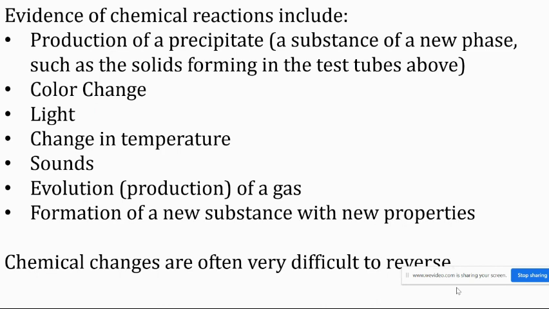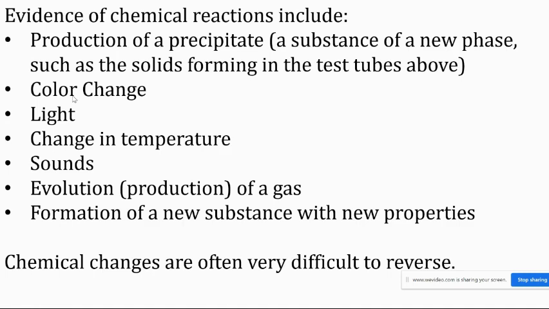All right. Evidence of chemical change. Now, we have talked about these before, and we have examples here. Producing a precipitate: you are creating a new phase, such as solids, in that test tube. Color change. Now, this isn't always the case. It may be a dye that you've added in, or you've taken a crayon or a marker and you've colored it. That's not a change in this.